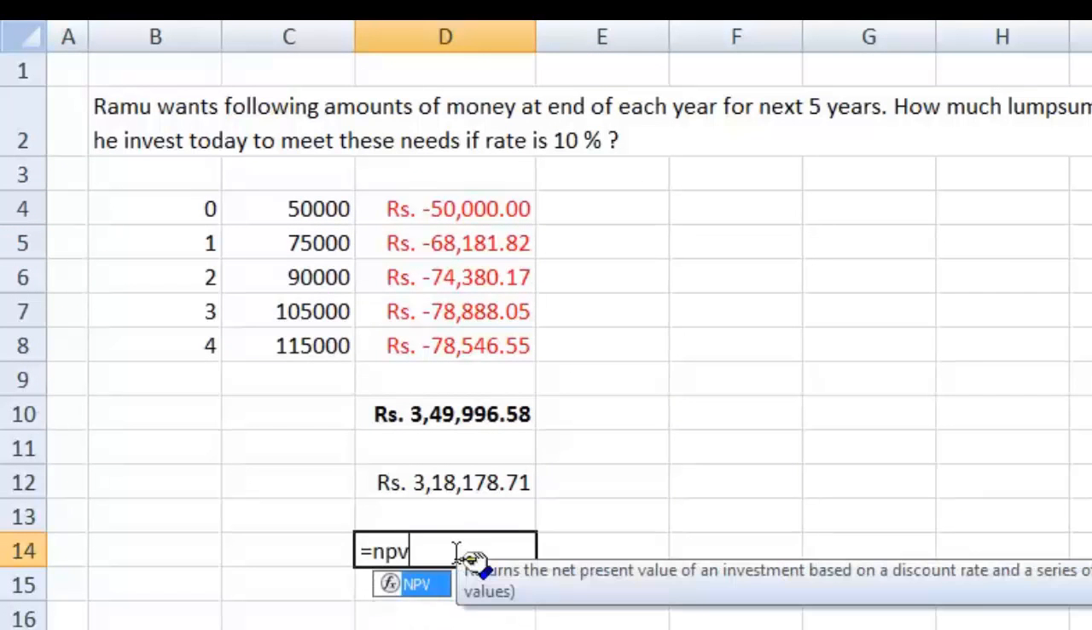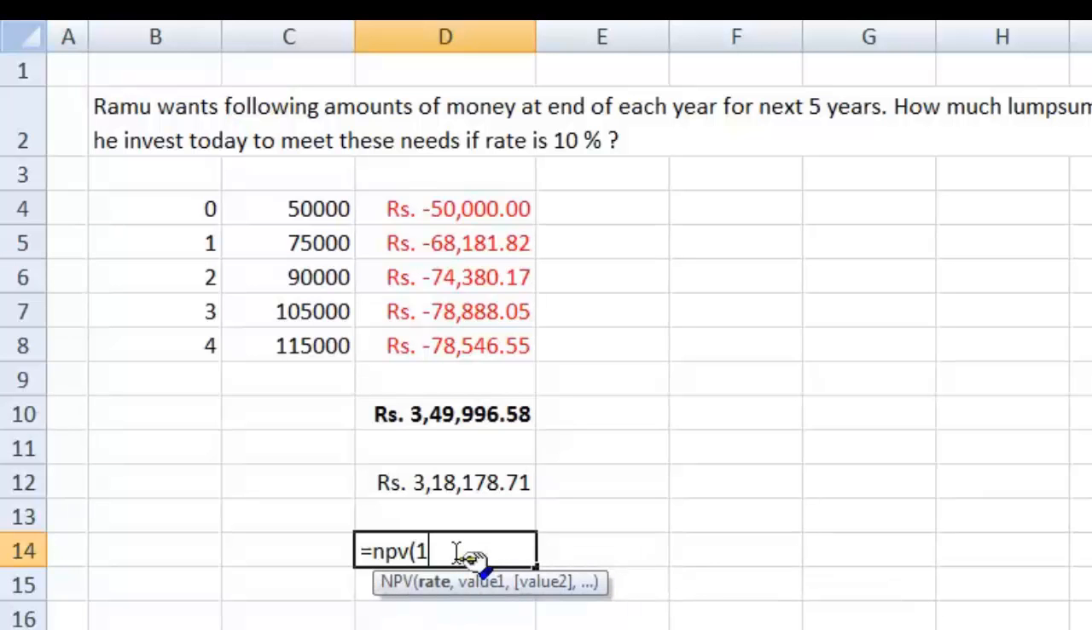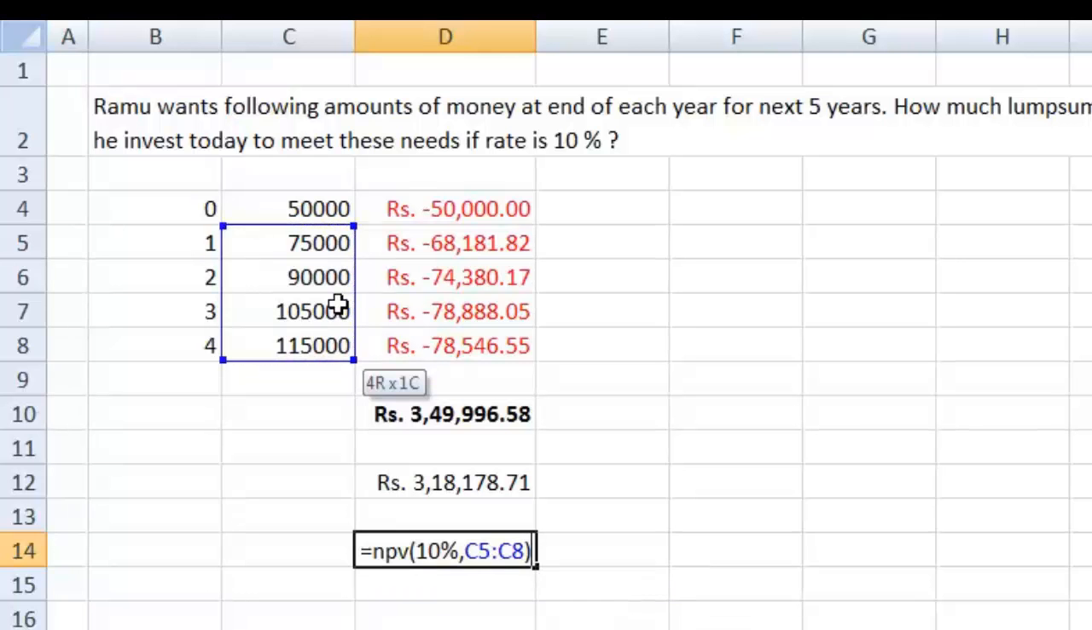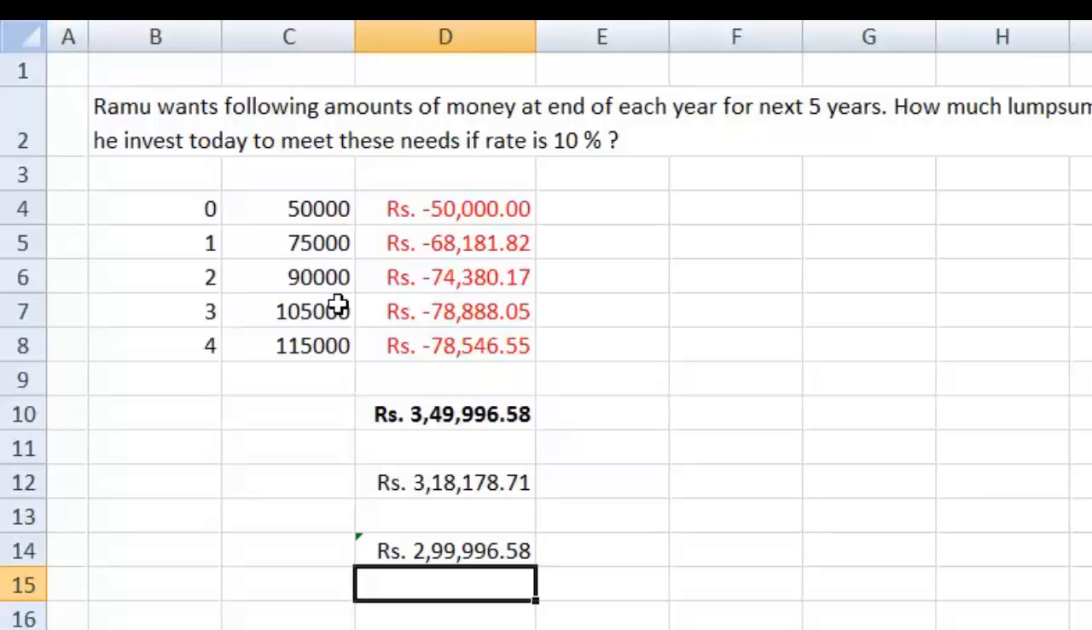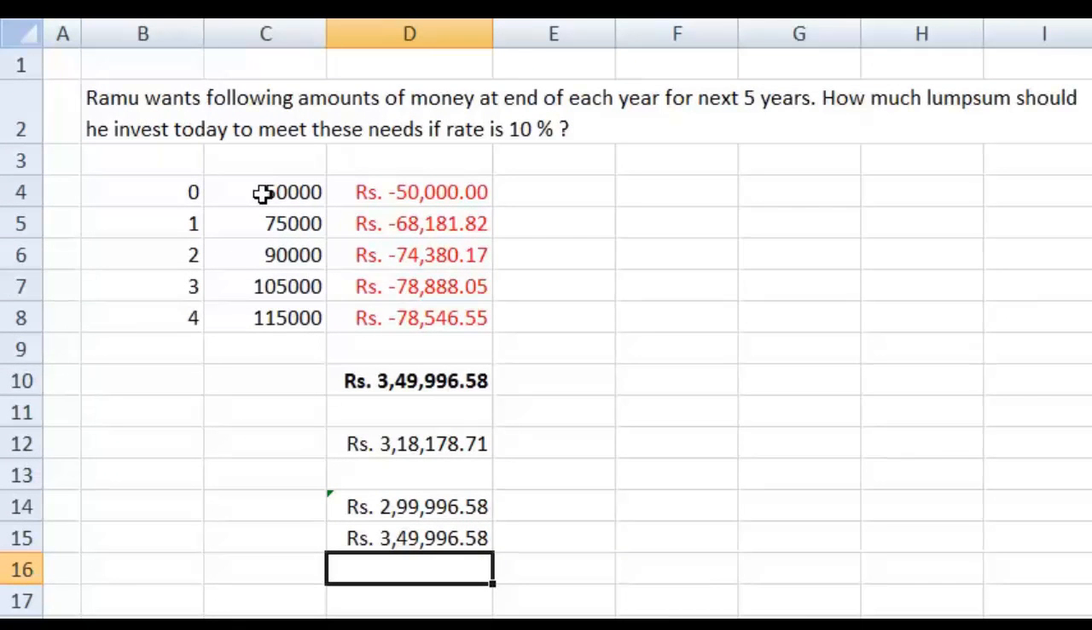So what we will do is calculate our NPV from this amount. So equal to NPV, bracket open, let's key in the rate which is 10%, and then values starting from the value at the end of year 1, not the beginning of year 1. If there is nothing coming at the end of year 1, we'll have to start with 0, right? So shift and down arrow key. That's C5 colon C8, ignoring the value in C4, bracket close and enter. Your answers have still not matched, and the reason is that we need to add the initial 50,000 also, which is required right now. So we have ignored that. Now 2,99,996 plus the initial 50,000 makes it 3,49,996.58. So now as you can see, it is again matching.